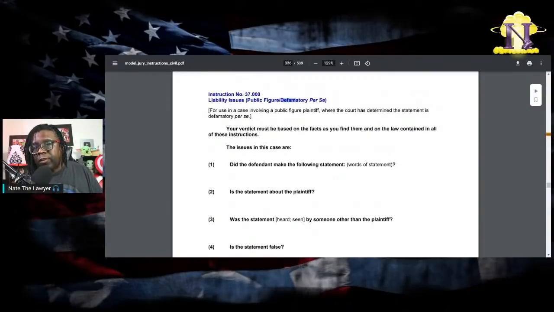So for instance, instruction number 37, for use in cases involving a public figure, that's Johnny Depp, where the court has determined the statement is defamation per se. So these are the jury instructions that are going to be used in this case, right? So this is what we're looking at in this case. Johnny Depp has said that this is defamation per se. The court has found it to be defamatory per se, and these are the jury instructions that you would use in that case.